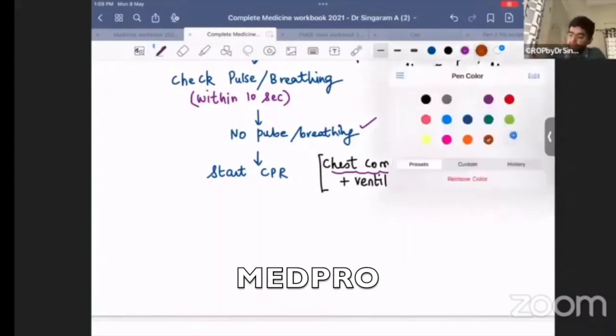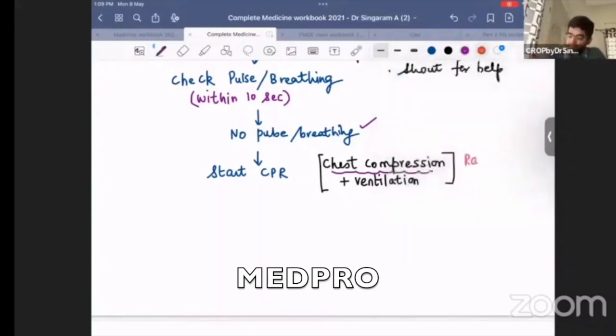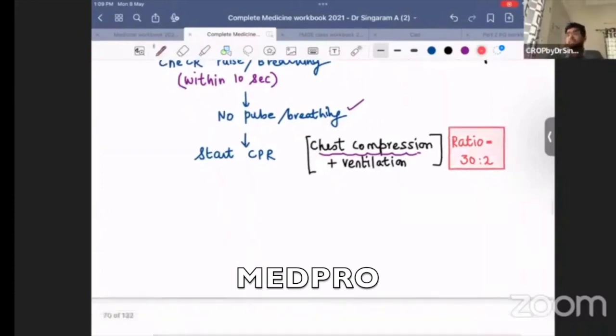Any of you know the ratio in which we give compression and ventilation? It is 30 is to 2. That is what you have to remember. This is the ratio which we follow for an adult. Don't forget this. 30 compressions and 2 ventilations, a ratio we have to maintain.